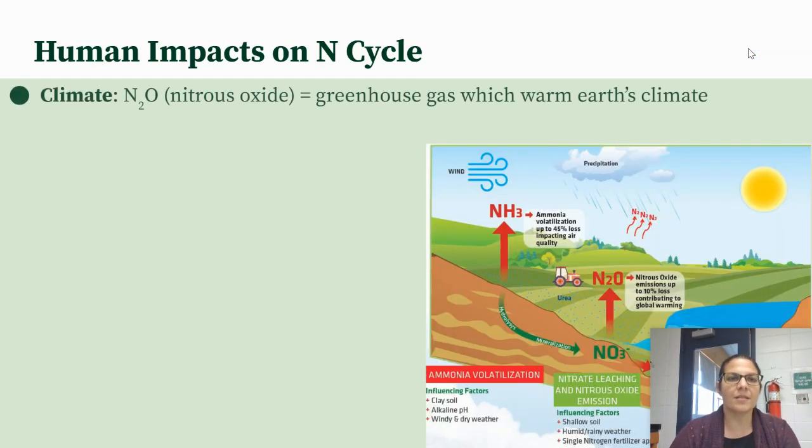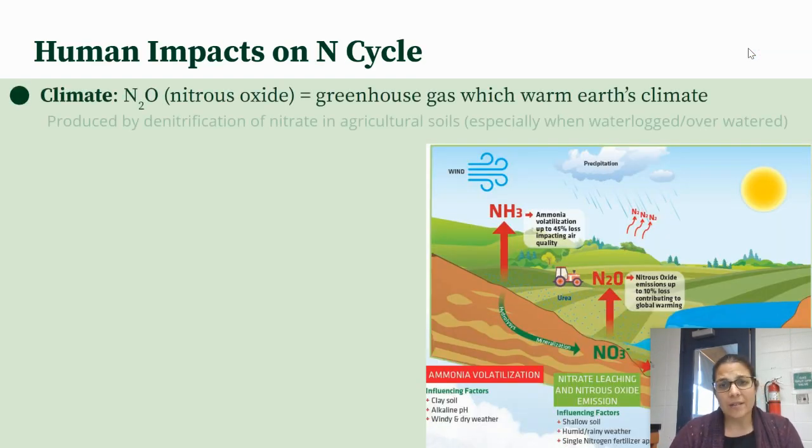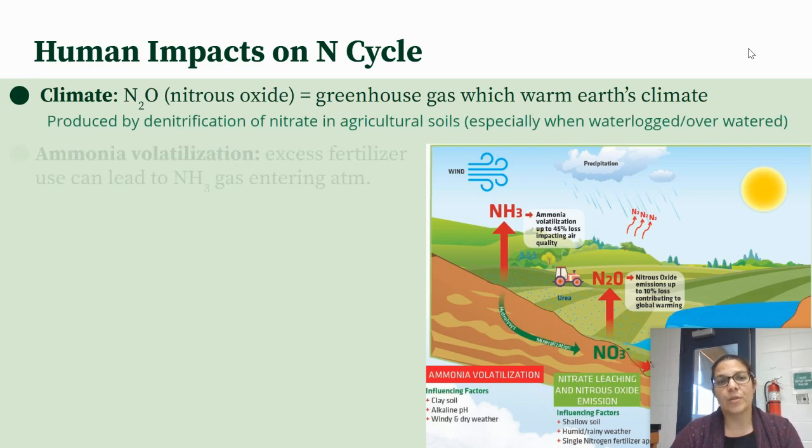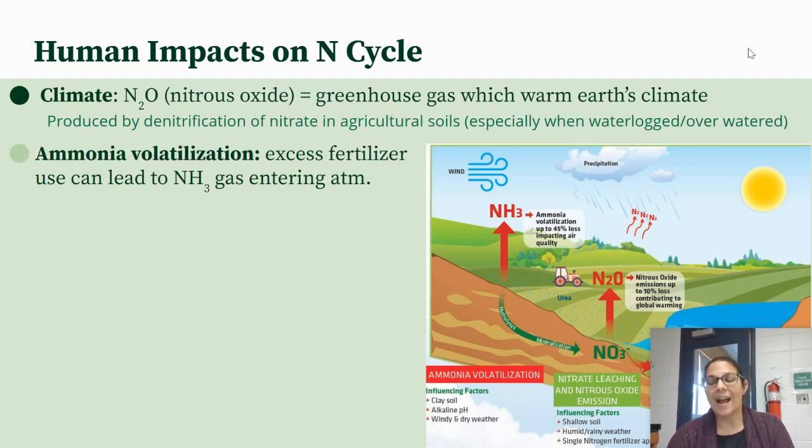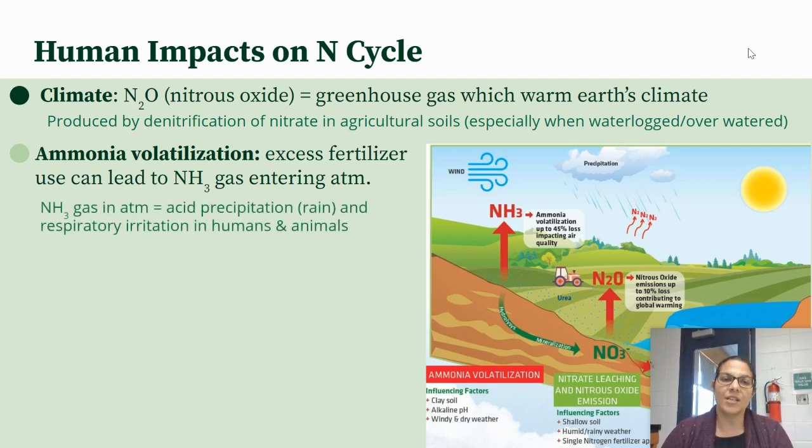So human impacts. Nitrous oxide is a greenhouse gas. It warms Earth's climate. So that is produced by the denitrification of nitrate in agricultural soils, especially when they're waterlogged or overwatered, which is in a lot of areas because we don't have really great agricultural practices in a lot of areas in the world. Ammonia volatilization, which is when excess fertilizer is used, it basically volatilizes.